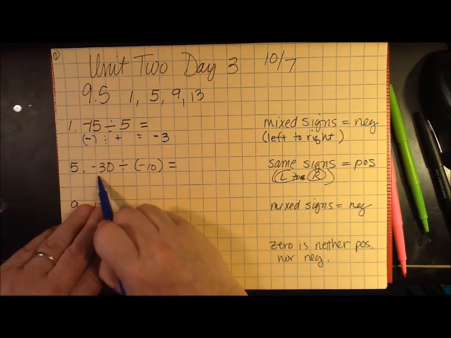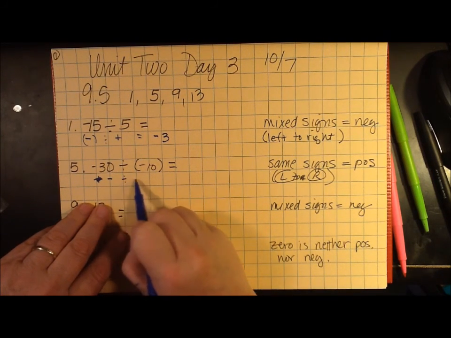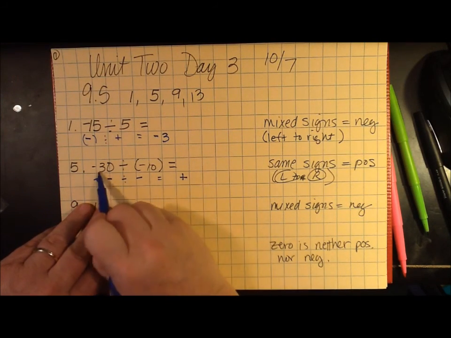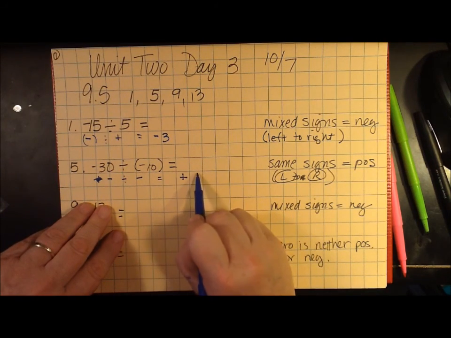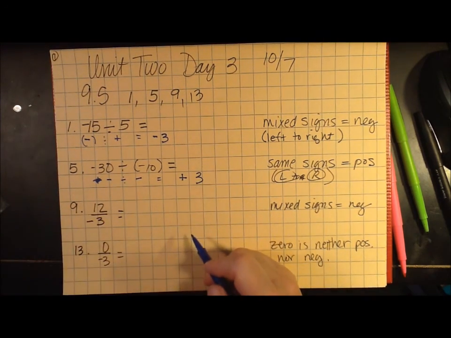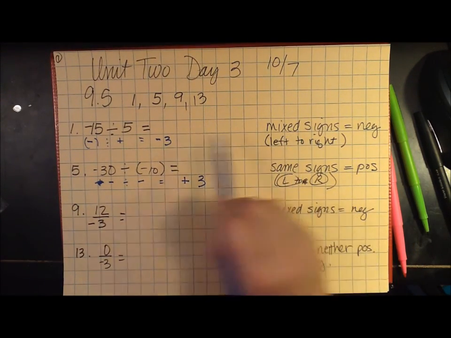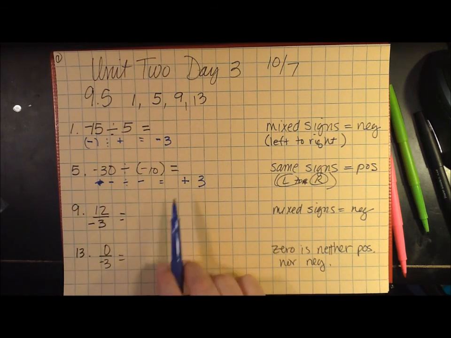Here I have a negative divided by a negative, so my answer is positive. Read from left to right. 30 divided by 10 is 3, so my answer is positive 3. Again, same signs, positive, mixed signs, negative. In both cases we read from left to right.